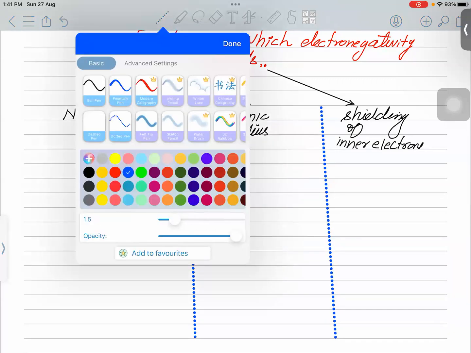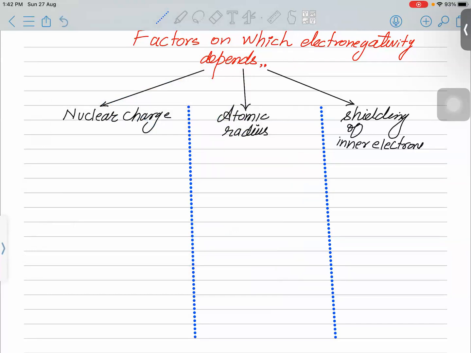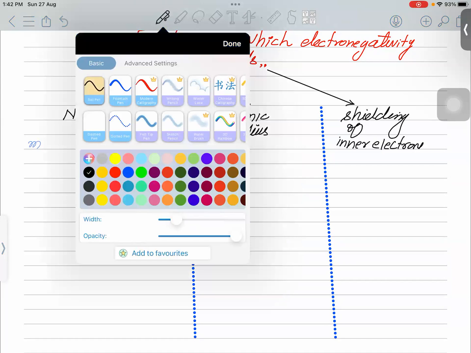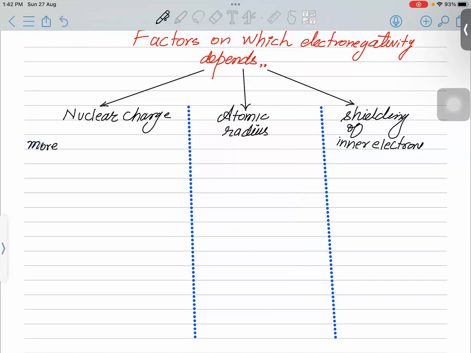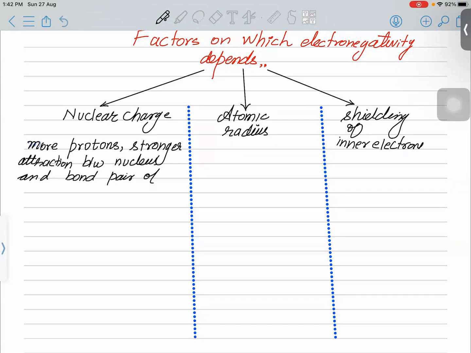Now, first point: more protons, stronger attraction between the nucleus and the bond pair of electrons. Nuclear charge, more protons. More protons means stronger attraction between the nucleus and the bond pair of electrons. Number one.